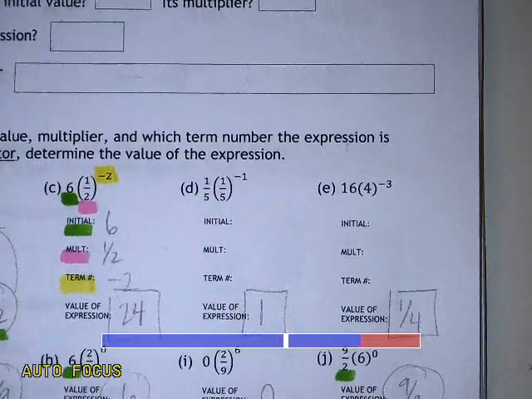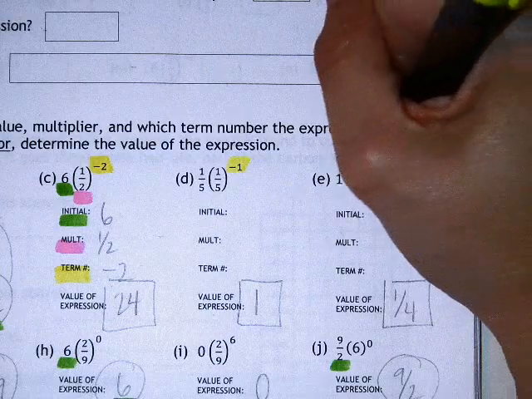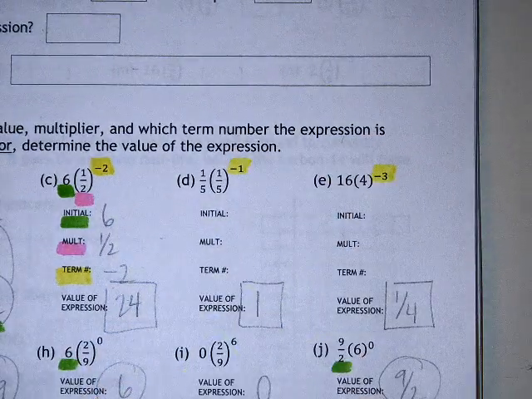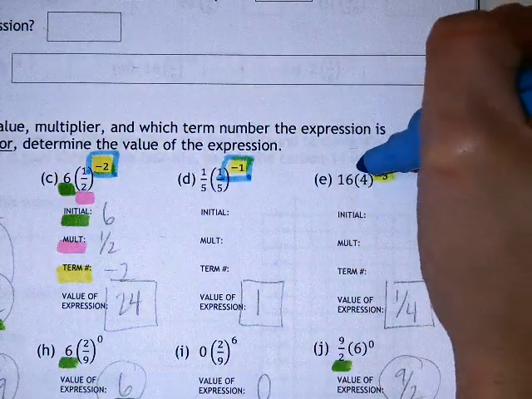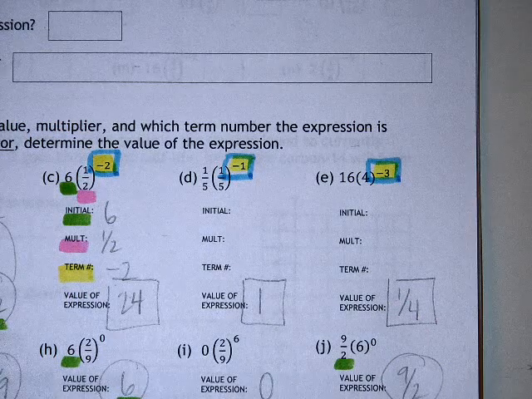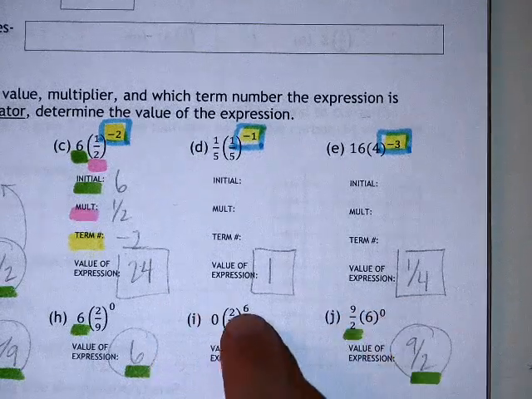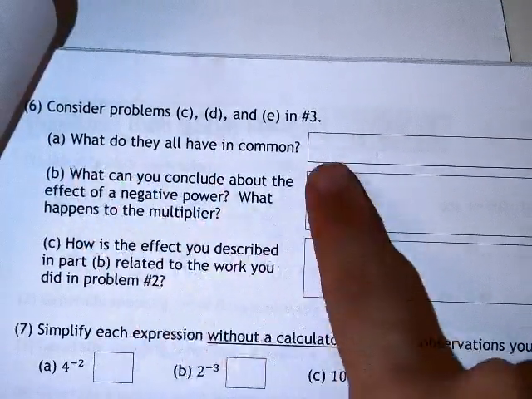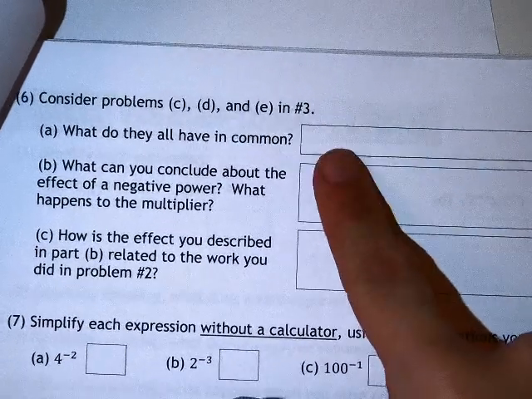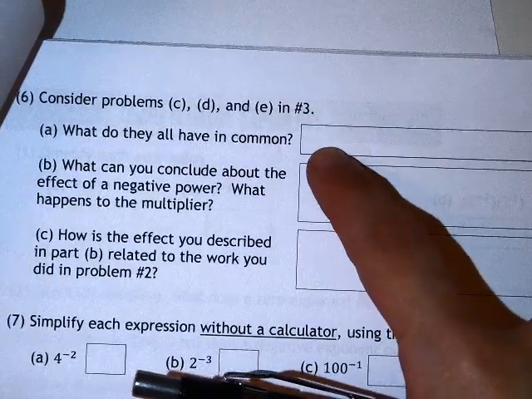The only thing that these problems actually had in common, and I'll just tell you in case you wouldn't have noticed this yourself, is that they all had negative exponents. That actually was the thing that drew all of these together. These were the only 3 questions in problem number 3 that had negative powers. All of the other questions had 0 exponents or positive exponents. So in terms of a commonality that you can write in number 6, letter A, they all have negative exponents. They were all referring to the idea that you had to go backwards in their tables.